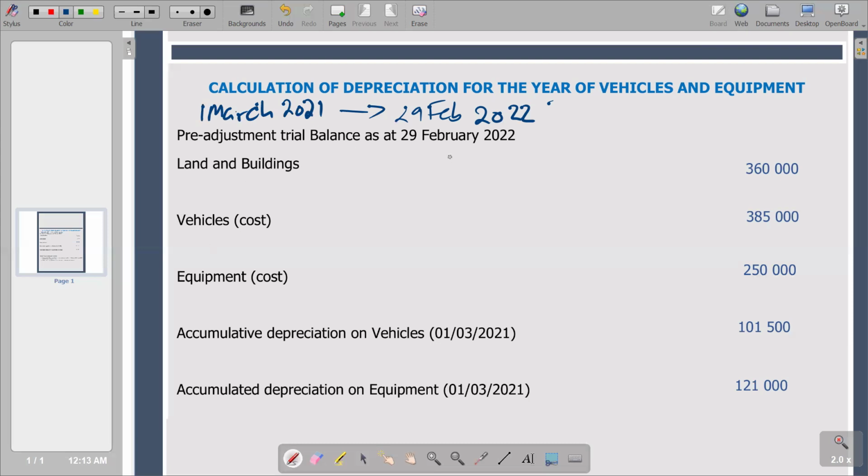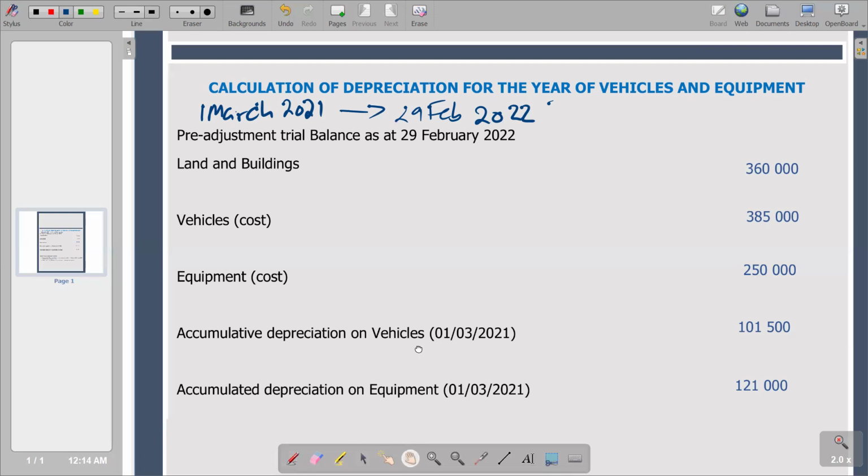Then we are given a pre-adjustment trial balance at 29th February 2022, which gives land and buildings, vehicles, and equipment. You are also given accumulated depreciation on vehicles and equipment. It's 1 March 2021, so the accumulated depreciation amounts were given at the beginning of the financial period. You should take note. But the other balances are given at February 2022, the end of the financial period. We also have land and buildings there, but we know that land and buildings do not depreciate. We do not calculate depreciation for land and buildings.